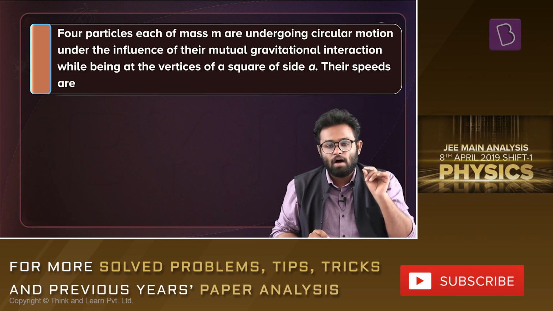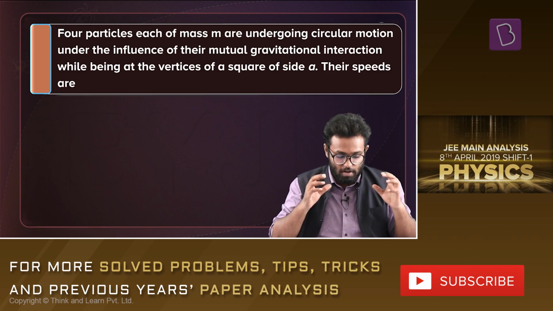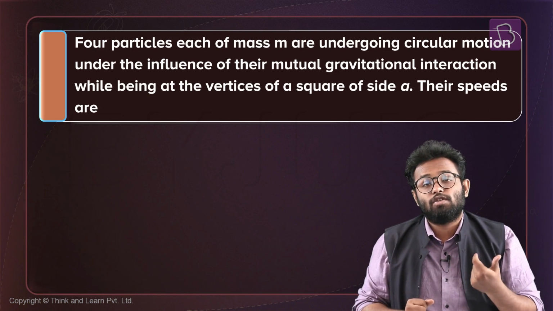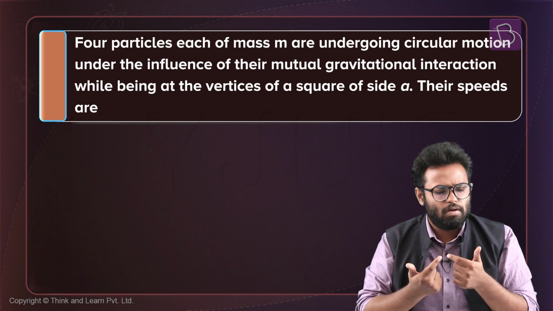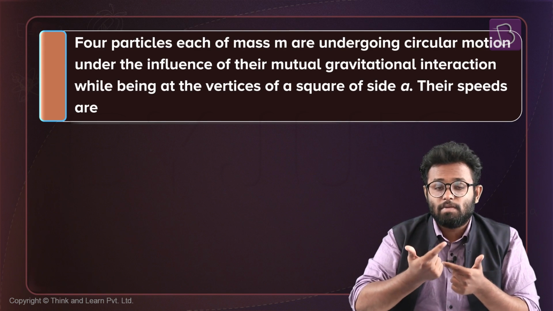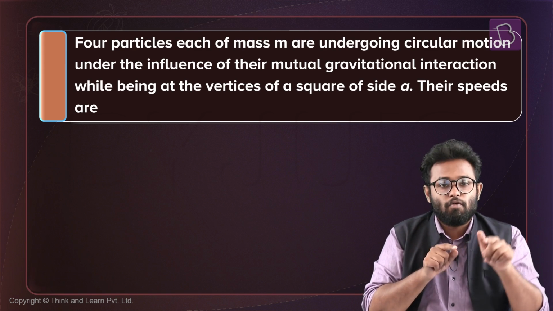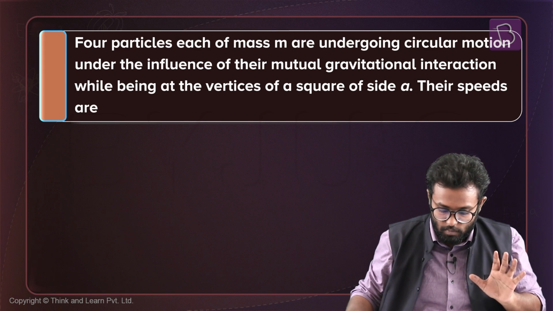Their speeds are what? First thing is I can say that they all would move with the same speed because this problem is beautifully symmetric, right? But how would I find the speed? So here they are all moving because of their own gravitational interaction, fine. But because they're moving in a circle, they must also have a centripetal force, right? That centripetal force must be provided on any individual mass. So that's what I'm going to do here, right?